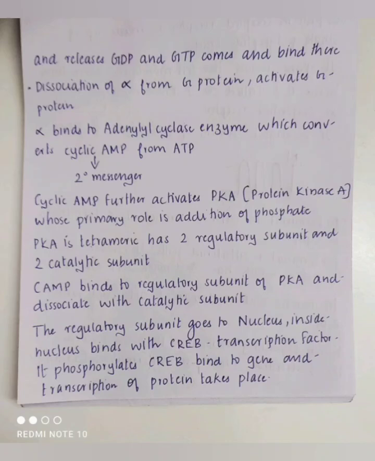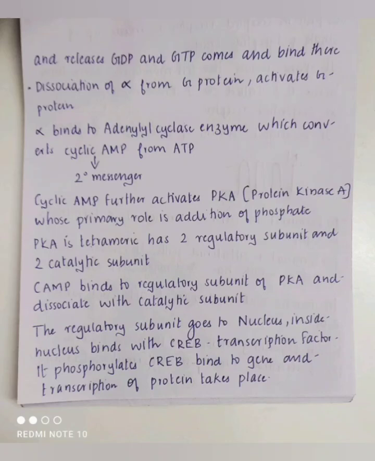The alpha binds to the adenyl cyclase enzyme, which converts ATP into cyclic AMP. The cyclic AMP is known as a secondary messenger, and here the primary messenger is the ligand or the hormone which comes and binds to the receptor.